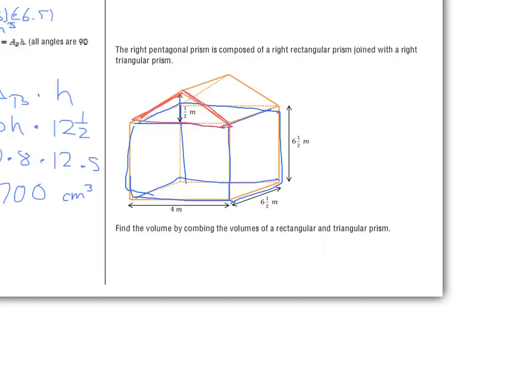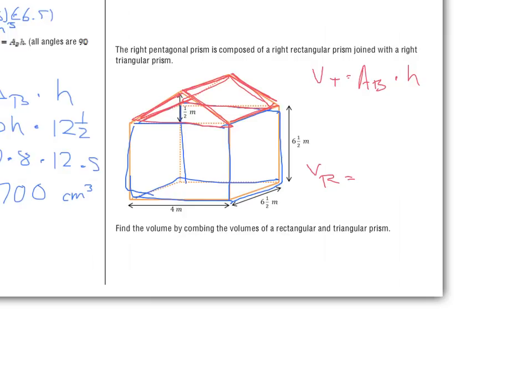So here we need to find two volumes. We need to find the volume of the triangular prism and the volume of the rectangular prism. Alright, so let's start with the triangular prism. Area of the base times the height.